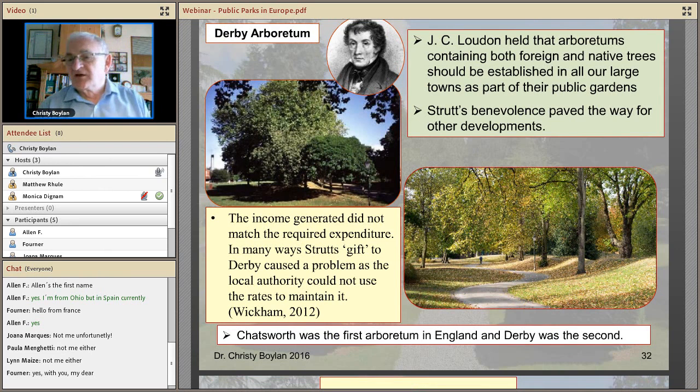So here we have, in a place called Derby, the mayor of Derby, his name was Joseph Strutt, and he engaged J.C. Loudon, the image you see from above, to design an arboretum, and he provided this at his own expense for public use.